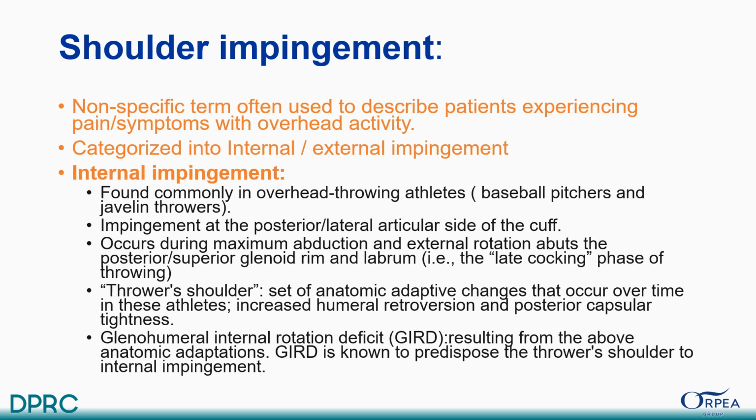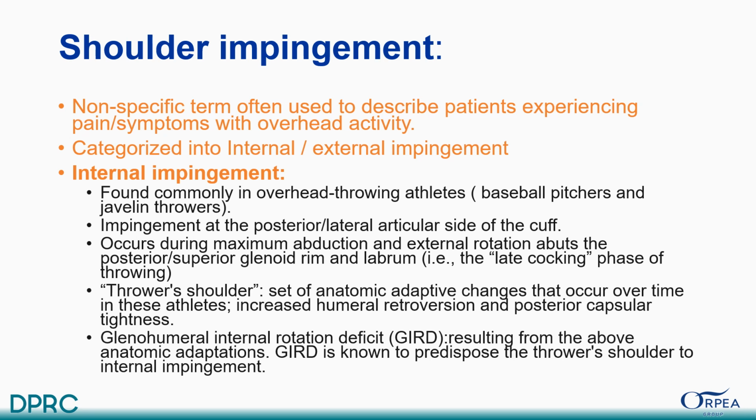Another one is the shoulder impingement. This is a non-specific term often used to describe patients experiencing pain or presenting with symptoms with overhead activities. So it could be either an external impingement or an internal impingement. So what's an internal impingement? The internal impingement is found commonly in overhead throwing athletes, baseball pitchers and javelin throwers, or could also be seen in tennis players or even badminton players.